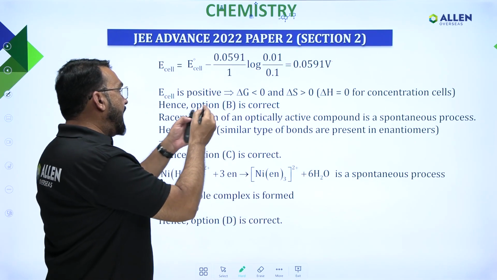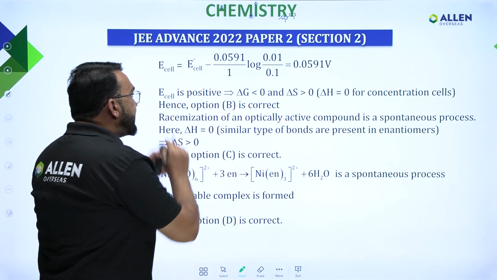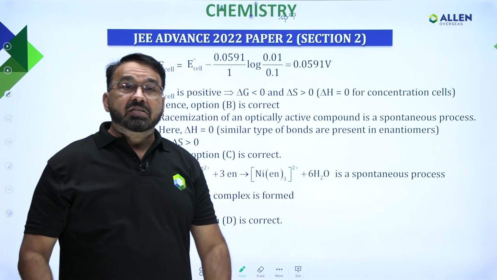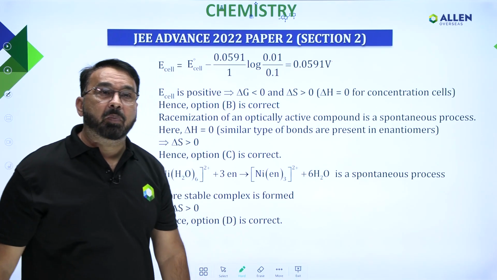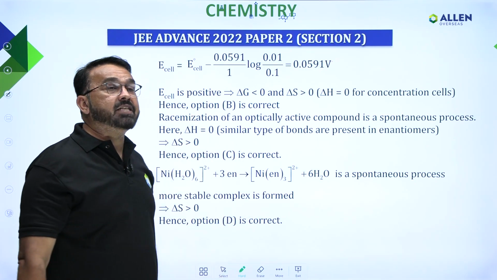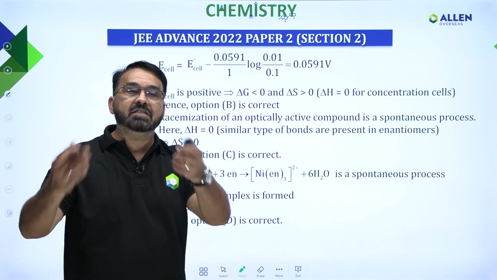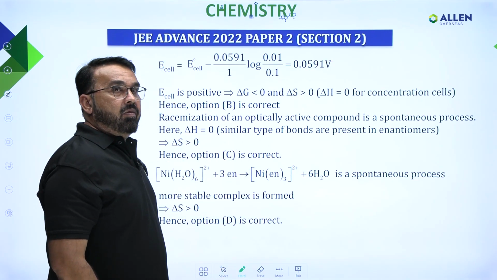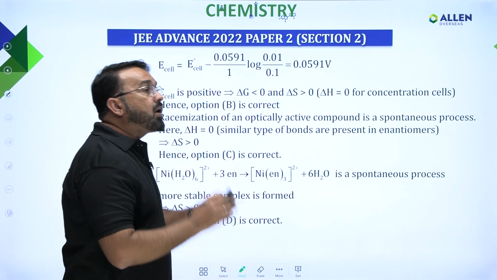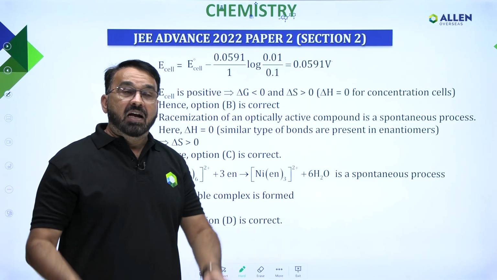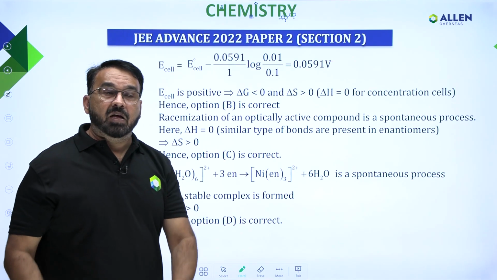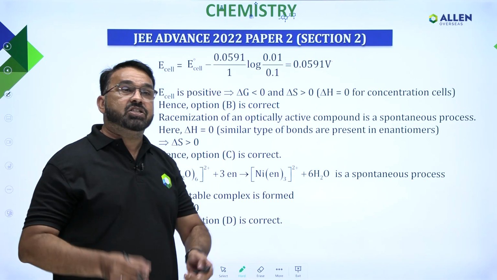Right, students? Now, we see that the E cell is positive. When the E cell is positive, we know that the process is spontaneous. When E cell is positive, delta G will be less than 0. When delta G is less than 0, the process is spontaneous, and at that time delta S will be greater than 0, because delta H is equal to 0 for concentration cells. Considering all these conditions, we can say that option B is correct. The process is spontaneous and hence proved.